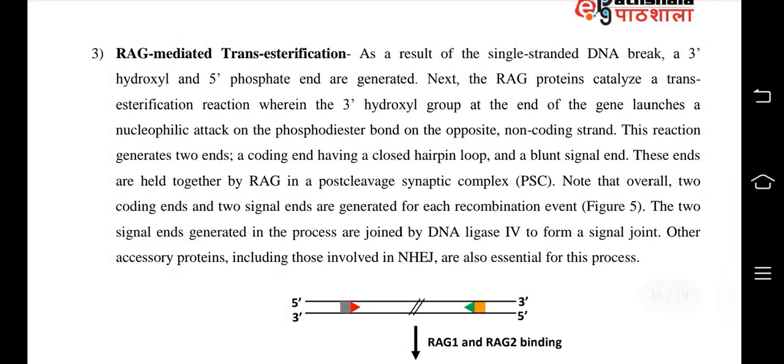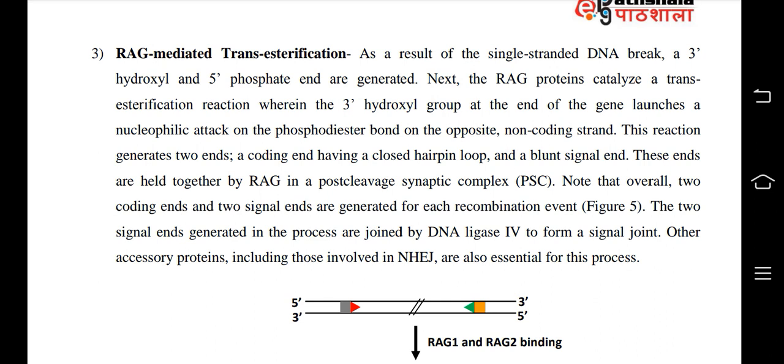And RAG-mediated transesterification. As a result of the single-stranded DNA break, a 3' hydroxyl and a 5' phosphate end are generated. Next, the RAG protein catalyzes a transesterification reaction wherein the 3' hydroxyl group at the end of the gene launches a nucleophilic attack on the phosphodiester bond on the opposite non-coding strand. This reaction generates two ends: a coding end having a closed hairpin loop and a blunt signal end.